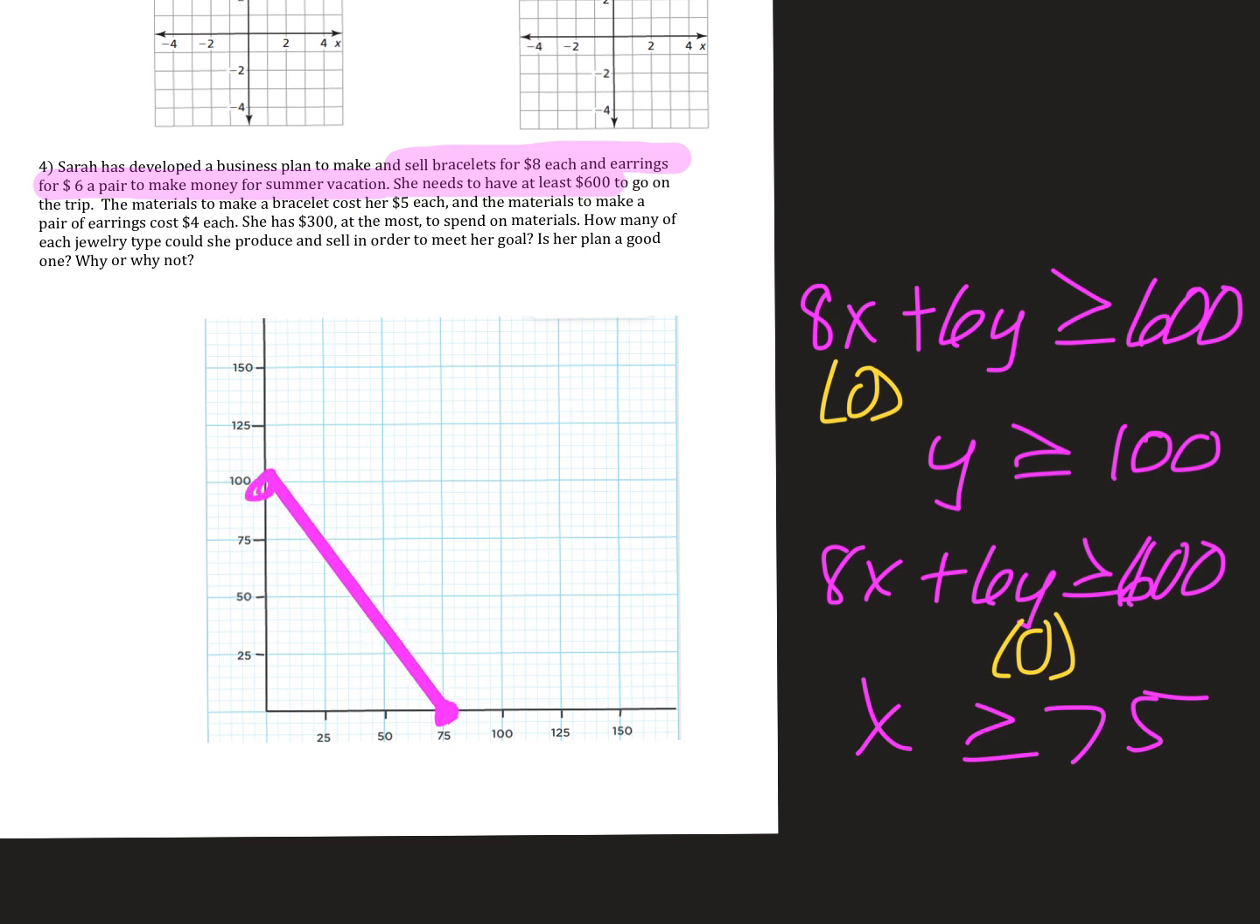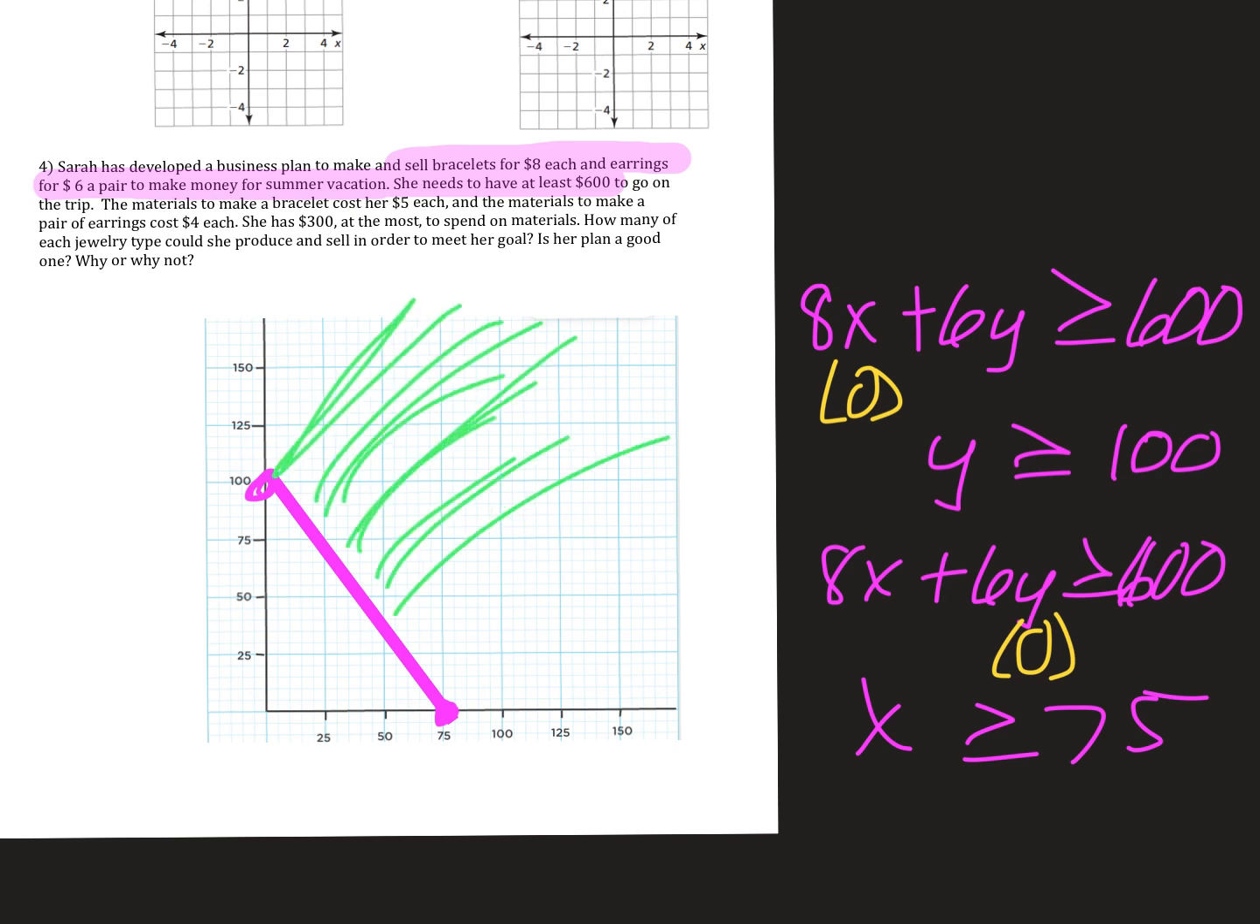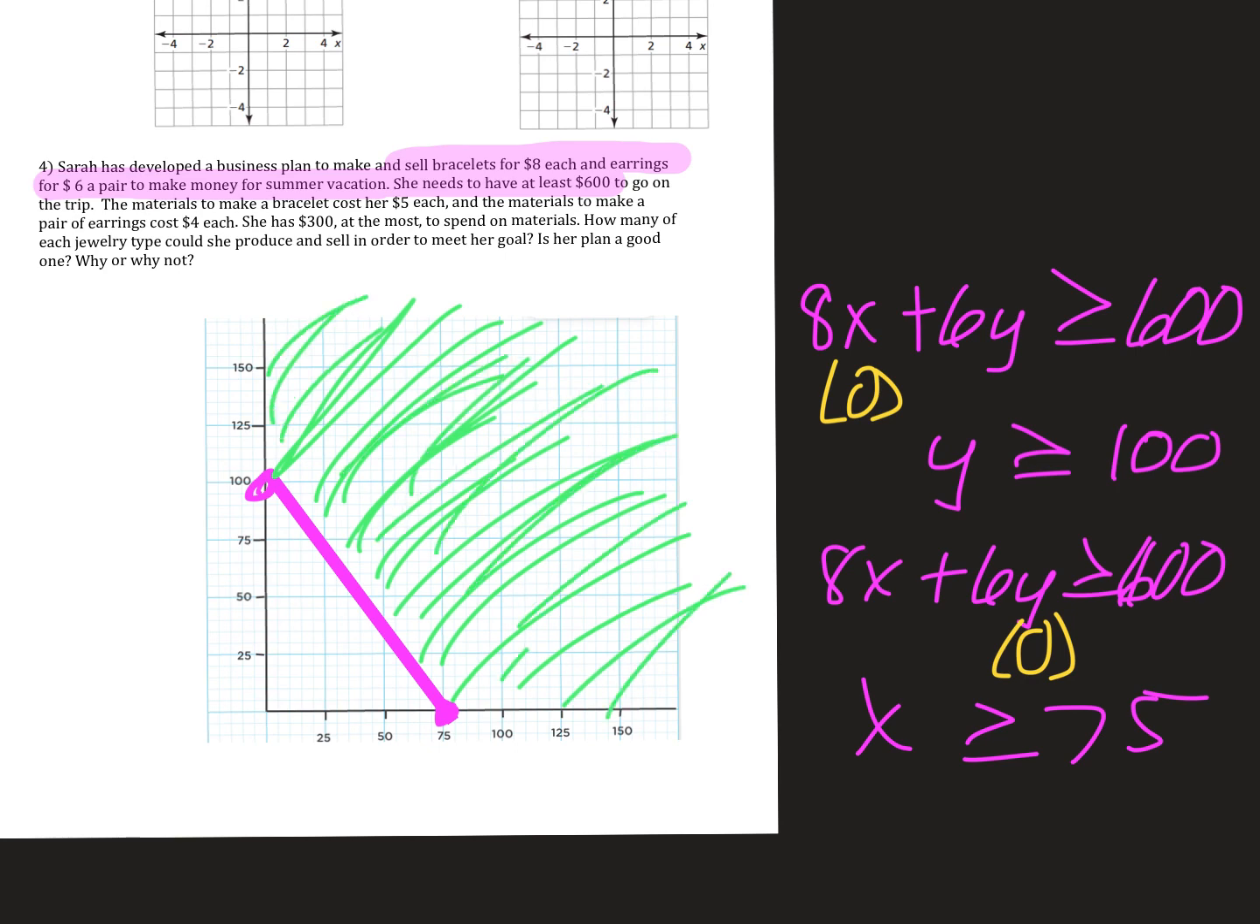I'm going to do a solid line because there is an equal to involved. So she needs to make at least $600, which means it needs to be greater than or equal to 600. If she sells nothing, she's not going to make her goal, right? So you're not going to shade towards the 0, 0. You're going to shade above this line. So these represent all the possible combinations of earrings and bracelets that she could make.